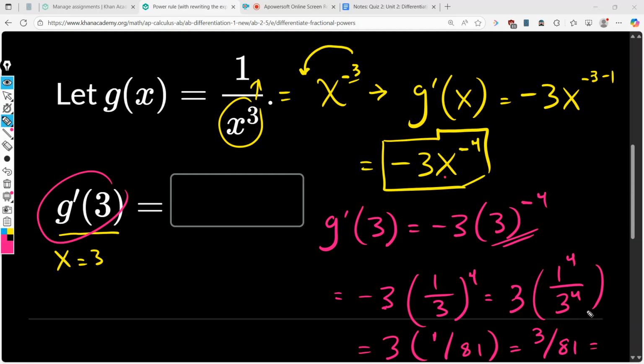And reducing that fraction, divide top and bottom by 3. 3 divided by 3 is 1. 81 divided by 3, let's see. 3 into 8 goes twice. Carry the 2. 3 into 21 goes 7 times. Just made it, just enough room there. So it's 1 over 27. Just enter that right in the box there.